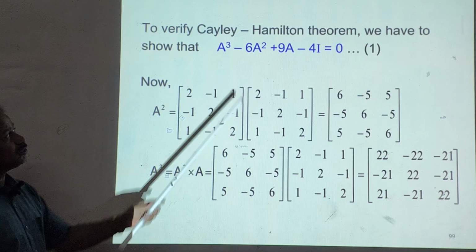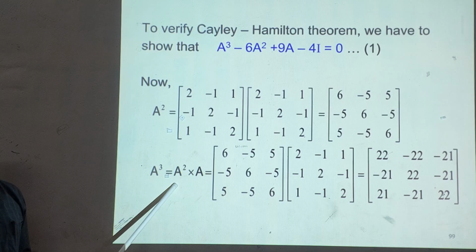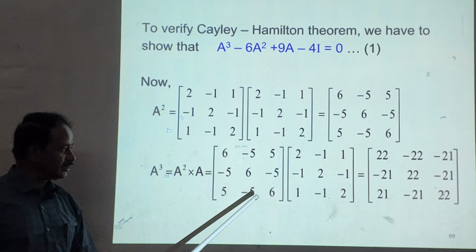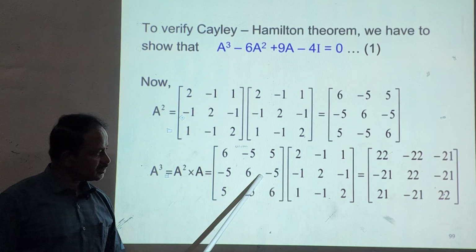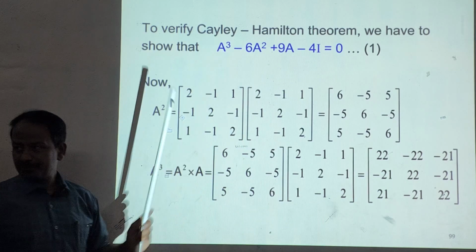Now, what is A cube? How to find out A cube? Because A cube is here. A cube will be A squared multiplied by A. A squared we have already found out, so A squared is here, multiplied by A. So, matrix multiplication: this multiplied by this will give you this answer. So, we have found out now A cube.